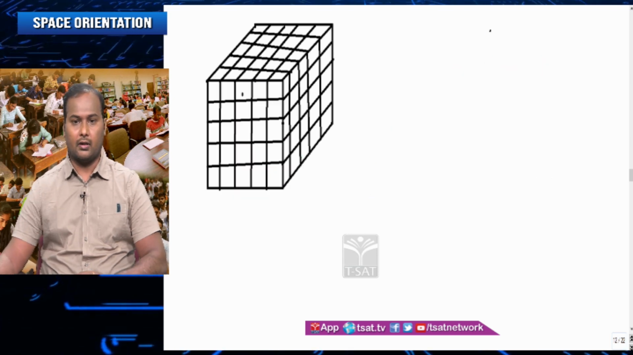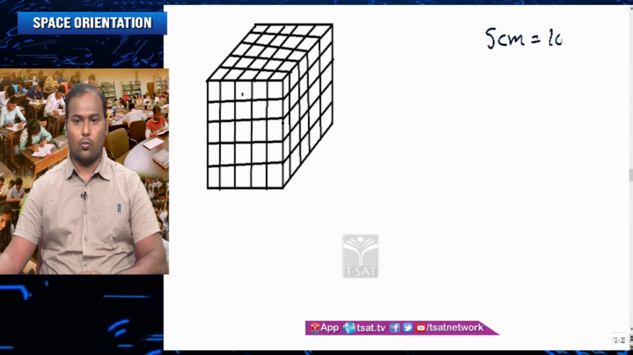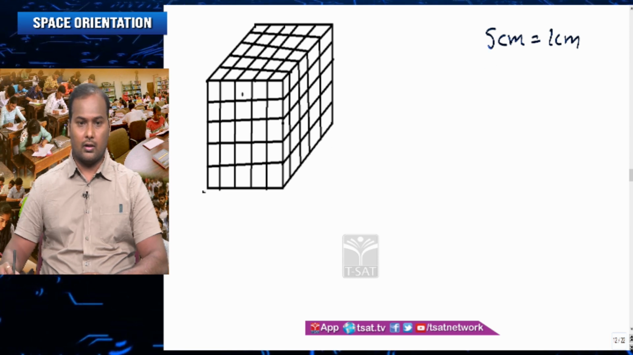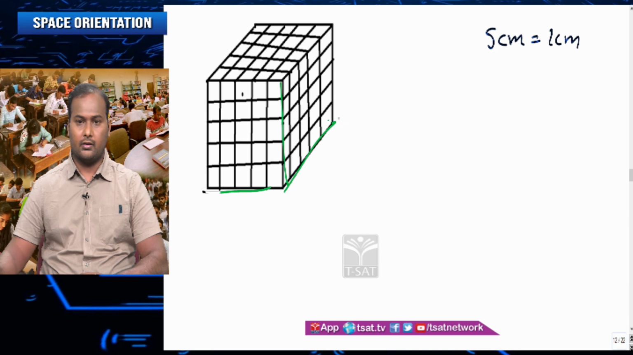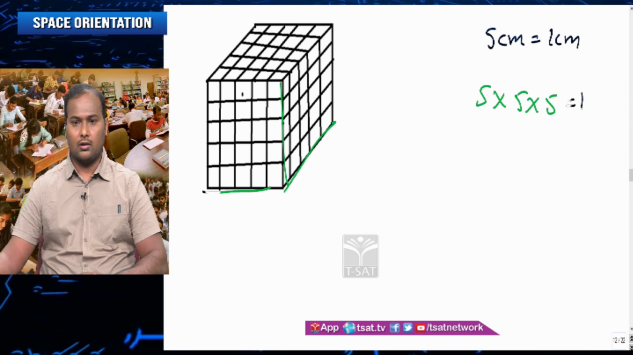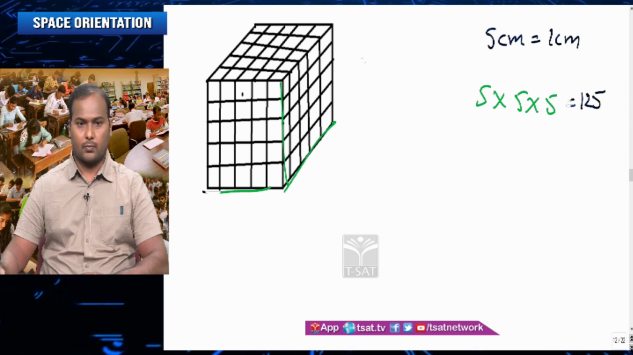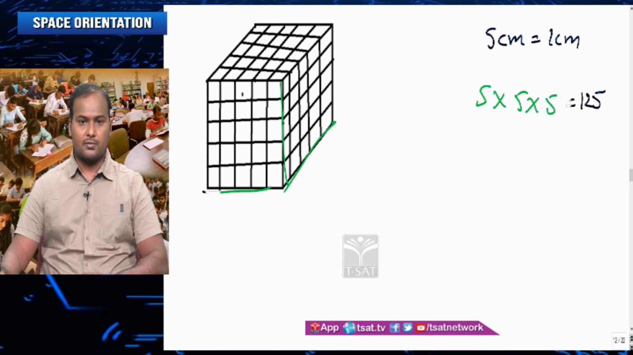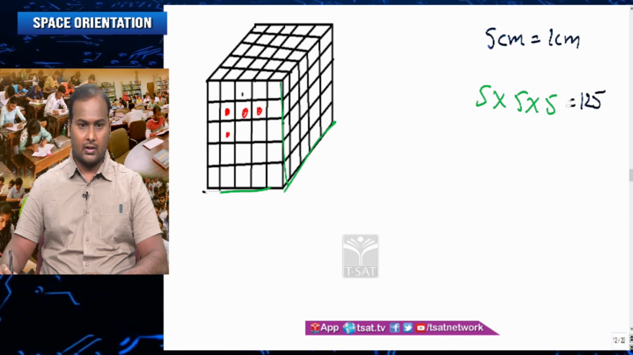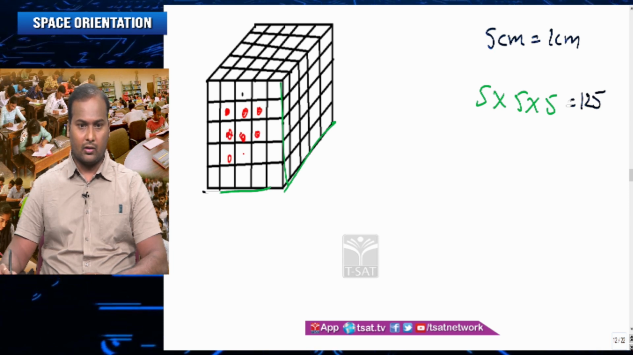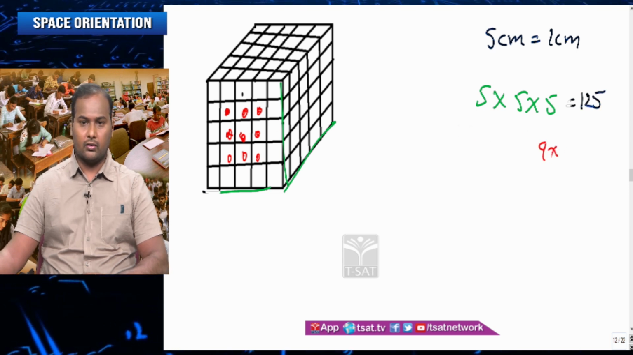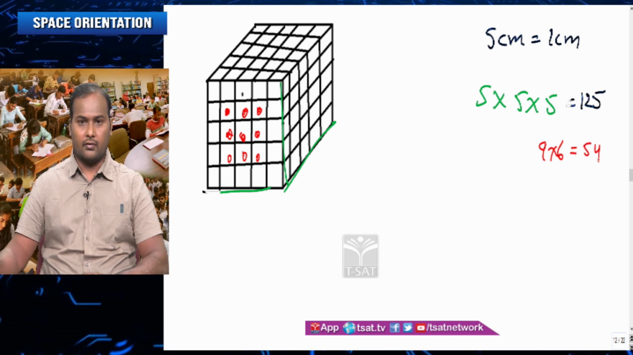This is a 5 centimeter cube cut into 1 centimeter size. How many small cubes are possible? We know length, breadth and height, so obviously 5 into 5 into 5. Total 125 small cubes are possible. In the same way, how many small cubes will have one side paint? We know one side paint is possible at the center only. In the center of each face, 9 small cubes are there. So one side paint is 9 into 6, and your answer will be 54.